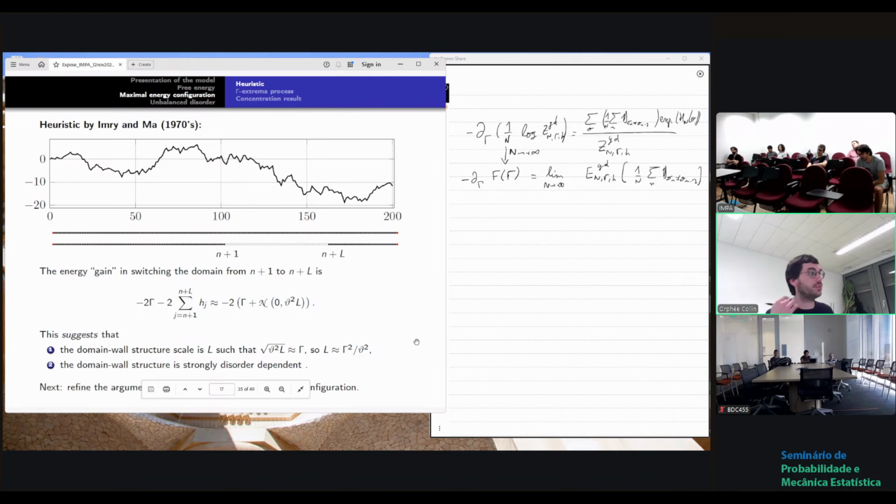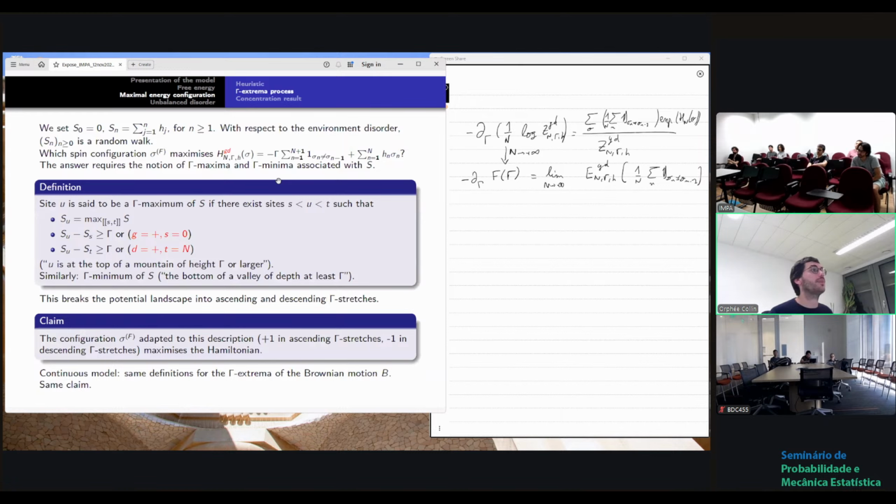But it also suggests that the domain wall structure strongly depends on the disorder, in the sense that the configurations will be strongly determined by what the environment looks like. Okay, the next step is to refine this argument to determine first the configuration which maximizes the energy. So let me illustrate this.